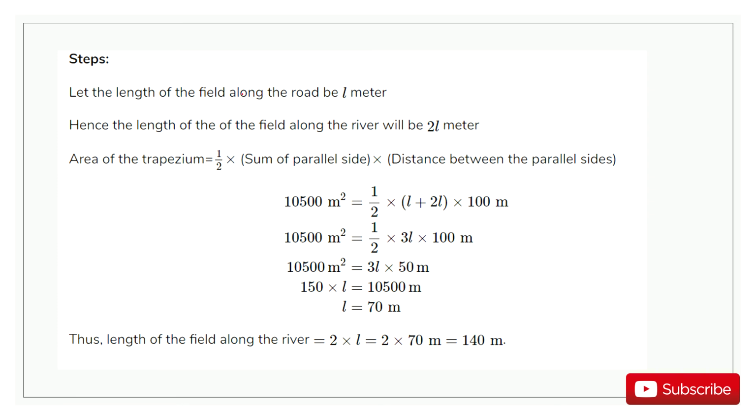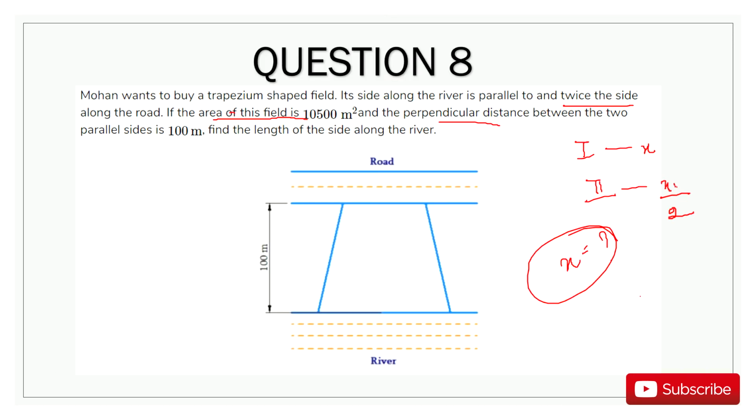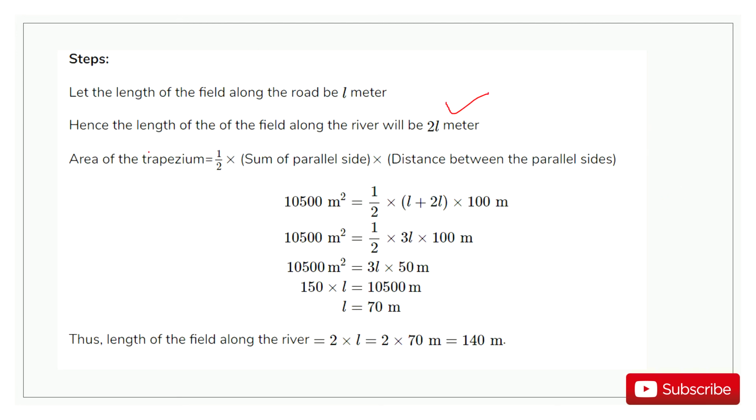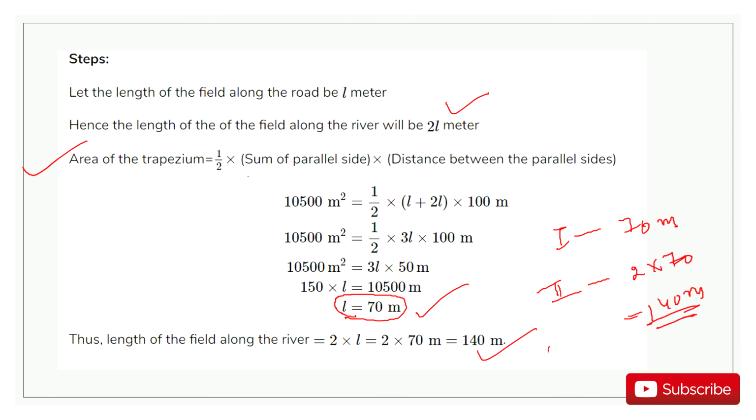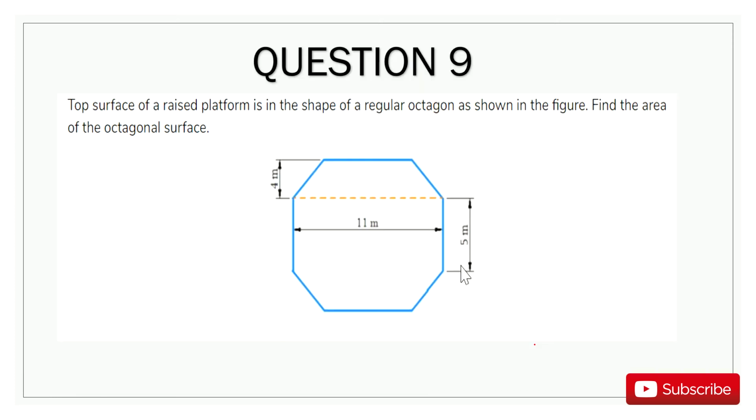So how I'm doing, let the length of the field along the road be L meters, length of the field along the river be 2L meters. तो इसको इन्होंने ऐसे नहीं करके they have done it as 2 times the x. That's also correct. Area of trapezium half into, applied the formula, put down the values, calculated the length, that is L is equal to 70 meters. Now length is given, first length we have got as 70 meters. So second was 2 times the first, so 2 multiplied by 70, we've got 140 meters is the length they are asking for. Alright. Question number 9.